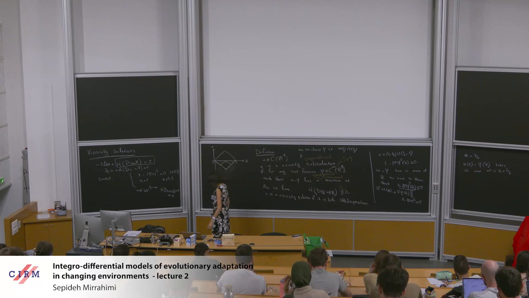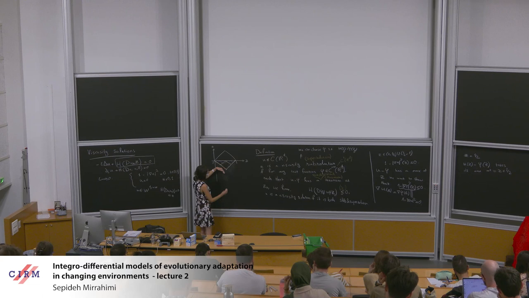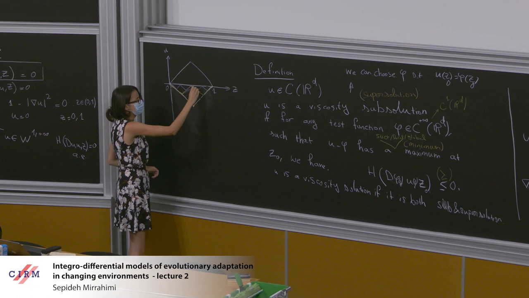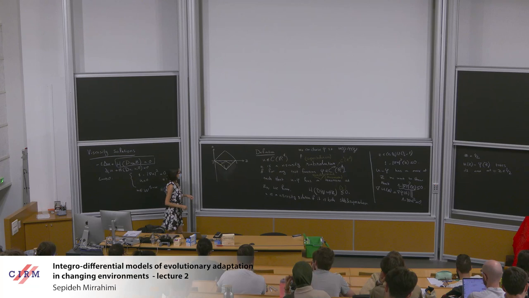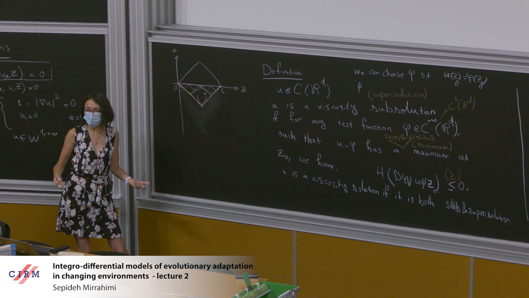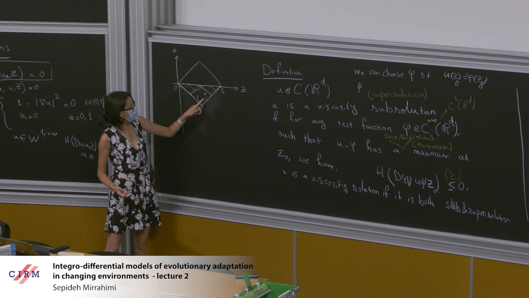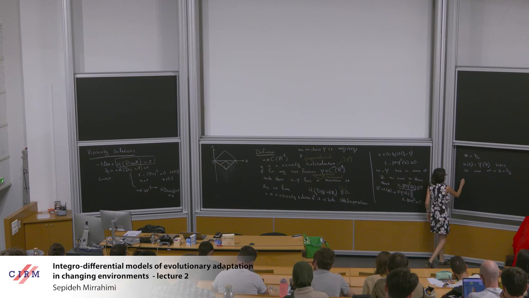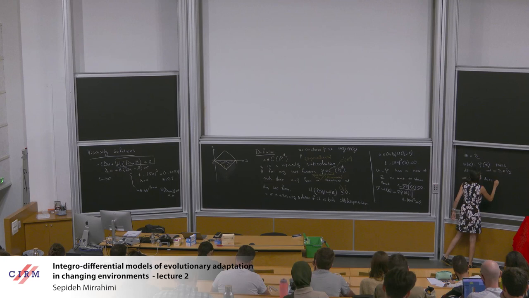Okay. So if u minus phi takes a maximum, it means that the graph of u has to be below the graph of phi. So phi has to be something that is above this function u, because then u minus phi is negative here and zero there. But we want some function phi which is smooth, and of course this is not possible. So there does not exist such a test function.